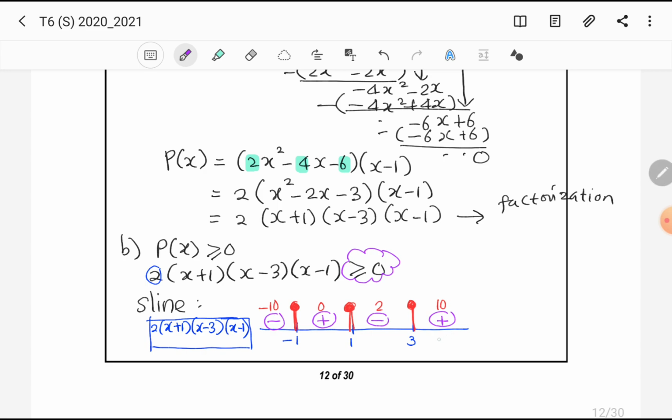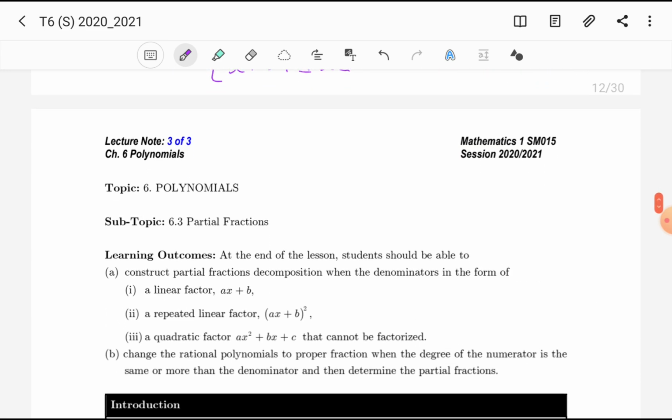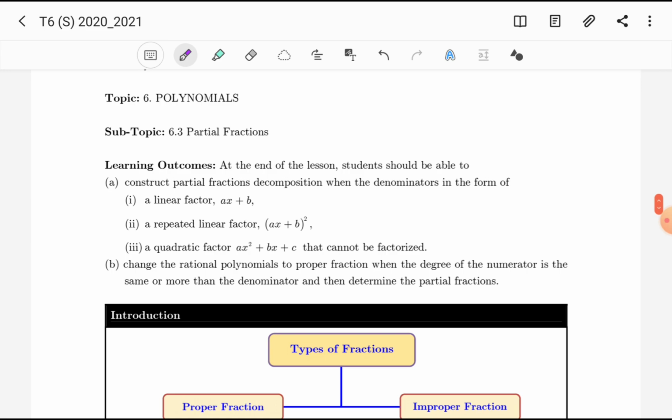So, mana yang kita akan pilih? Sini, lagi sini. Okay, soalan kan nak solution set. So, X double dot. Okay, kat sini maksudnya negative 1 until 1. Or X greater equals to 3. Inilah namanya solution set form. Okay, so for now, we have finished the remainder theorem and factor theorem.